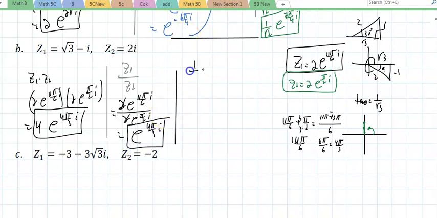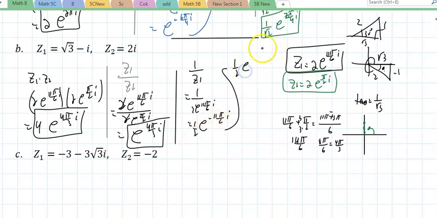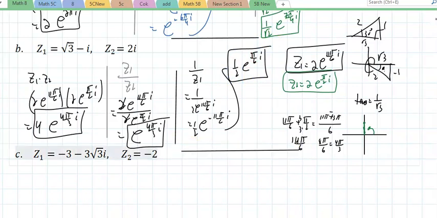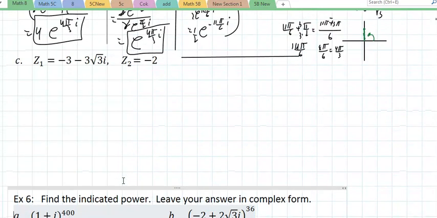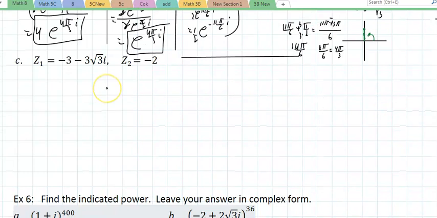And if I take 1 over z1, that is 1 over 2e to the 11 pi over 6i. That is 1 half e to the negative 11 pi over 6i. That would be 1 half. If you add 2 pi to that, that's pi over 6i. I could find what that is. I could plug the values in and get a plus bi if needed. I want to do one more before I conclude this video and start on the last section of this.